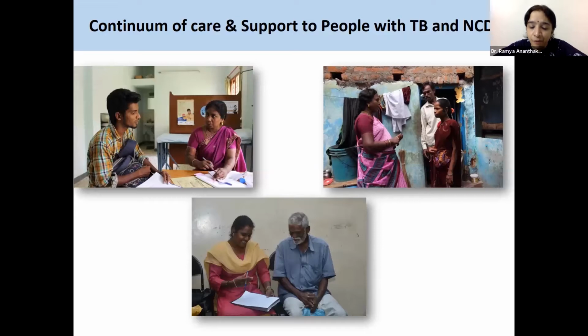So we focus on providing this continuum of care and support to people with TB and NCD. What we have observed is that once patients come with symptoms and they get diagnosed, it's very, very important that they receive care and support at every step till initiation of treatment. And I think equal emphasis is needed on ensuring that they actually adhere to treatment. So that has been pretty much the lesson that we've learned both for TB and NCD care. Next slide.